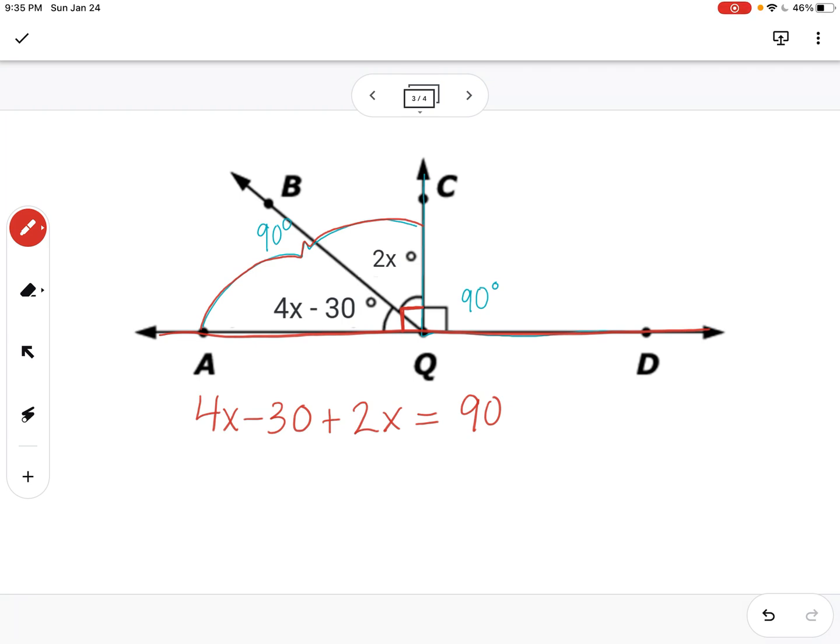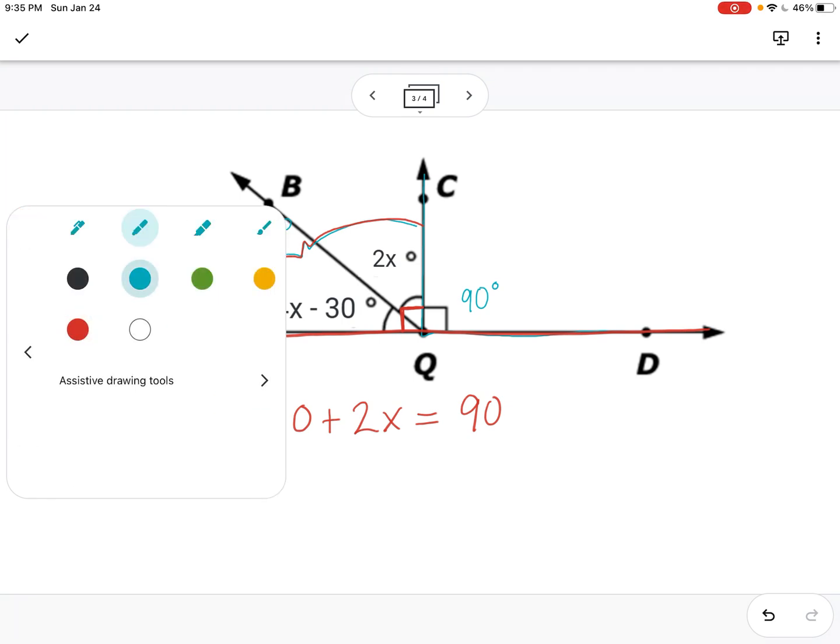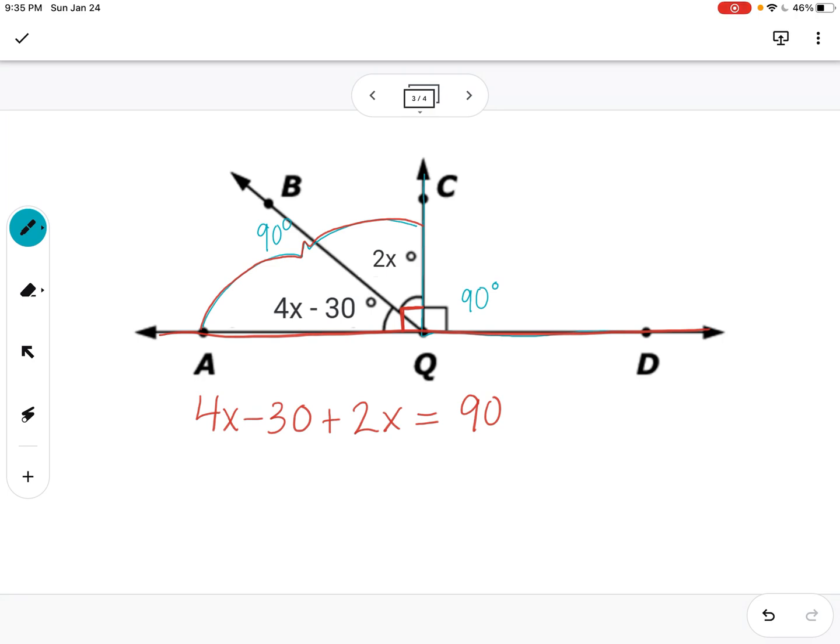Okay, so from here, we're just going to go ahead and move forth with how we know we solve for a variable. So in this case, I'm going to start with combining like terms. I see 4x and I see 2x. They're both positive. I'm going to combine those. And what do I do to do that? I just add the coefficients. So 4 plus 2 is 6. And then just plop the variable on the end, 6x. So 6x minus 30 equals 90.